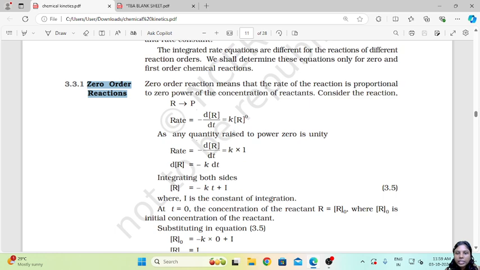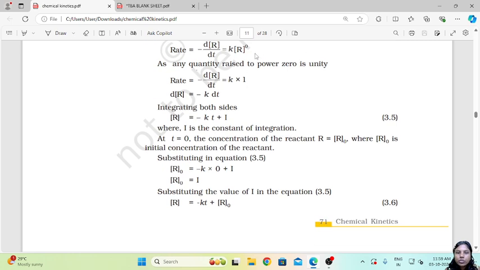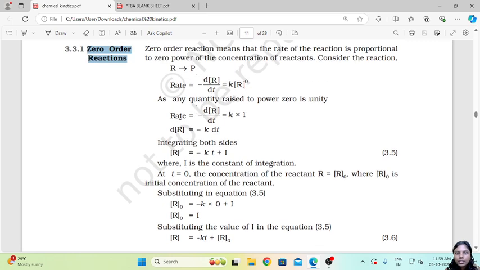Zero order reaction means that the rate of the reaction is proportional to the zeroth power of the concentration of the reactants. So what we had said for zero order is that the rate of the reaction is independent of the concentration of the reactants. Now let's see how. We have reactant R giving product. If I write the rate equation for this, rate equals minus d[R]/dt, which equals k[R] raised to the power of 0. Anything raised to the power of 0 gives 1, that is unity. So rate equals minus d[R]/dt equals k into 1.